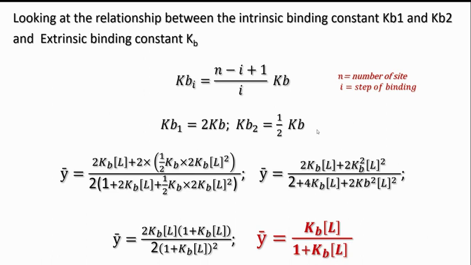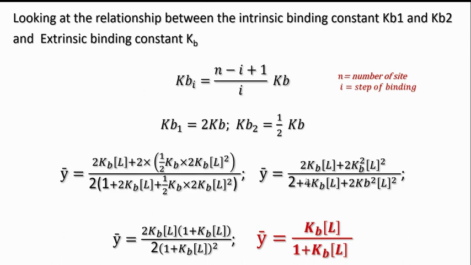Okay, so anywhere we have KB1, we will put 2 KB. Anywhere you have KB2, you will put 1 over 2 KB. So if you do that, you're going to have that the fractional saturation will then be 2 KBL plus 2 times half KB times 2 KB multiplied by L squared, okay, all over 2 bracket 1 plus 2 KBL plus half KB times 2 KBL raised to power 2.